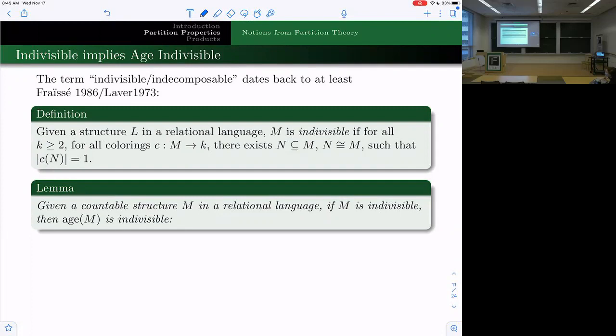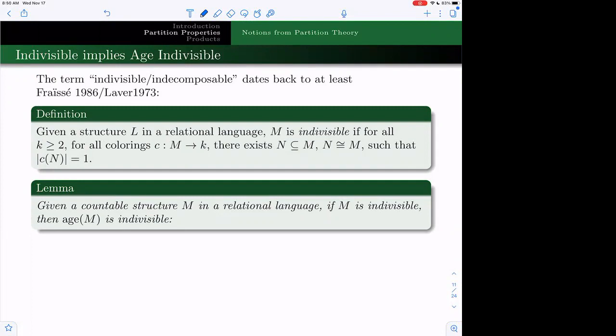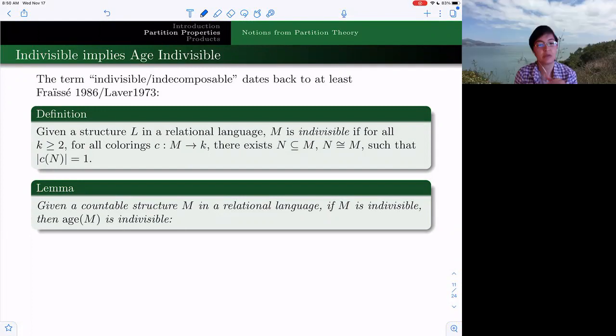Okay. So this definition is not equivalent to the previous one, right? Oh, it is. Okay, this one is not. So if you can find the whole thing, I think I understood the question. If you can find the whole structure inside, an embedding of the whole structure with one color, that will imply age indivisibility, but not the other way around. And so the next slide is a counterexample.